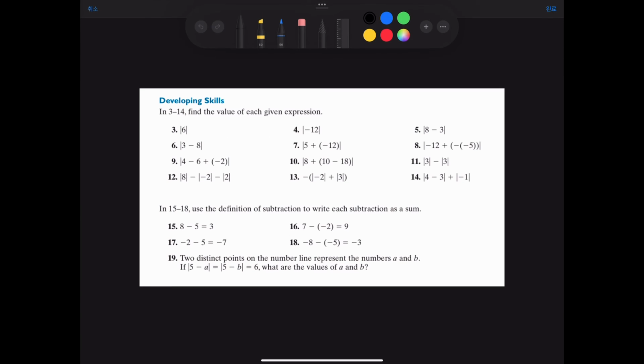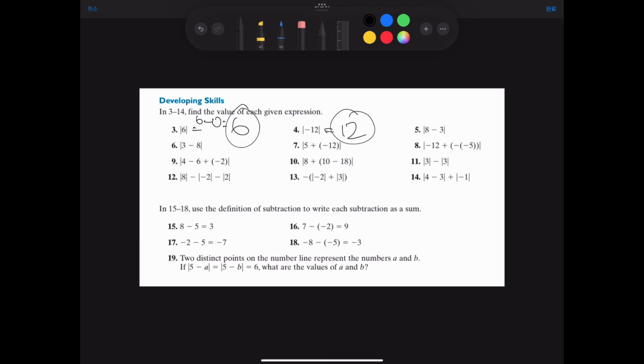We'll do some practice problems on absolute values now. So the absolute value of 6, like I said, makes anything a positive number. So it would be 6 minus 0, which would equal 6. So the absolute value of 6 would be 6. Let's try number 4 now. The absolute value of negative 12: what absolute value does is make any negative number into a positive number. So in this occasion, the absolute value of negative 12 would result in 12.